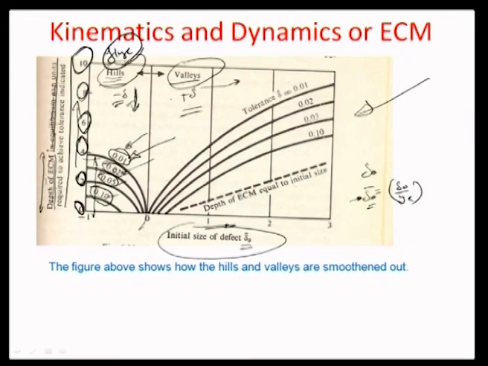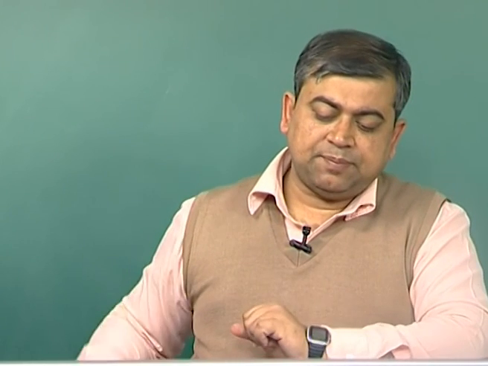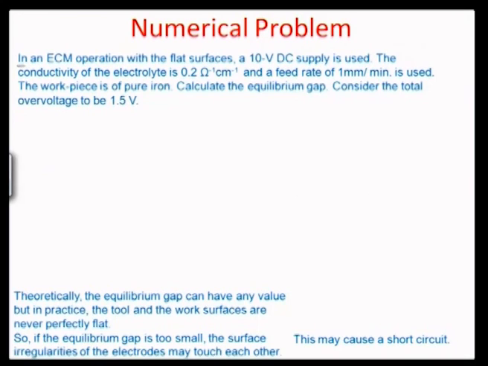So, let us now look at some numerical design problems. Let us say in an ECM operation with a flat surface, as you can see here, a 10 volt DC supply is used. Okay. And the conductivity of the electrolyte is given here as 0.2 ohm inverse centimeter inverse, a feed rate of 1 mm per minute is used, and the workpiece is of pure iron, meaning thereby that the surface to be machined is that of iron.